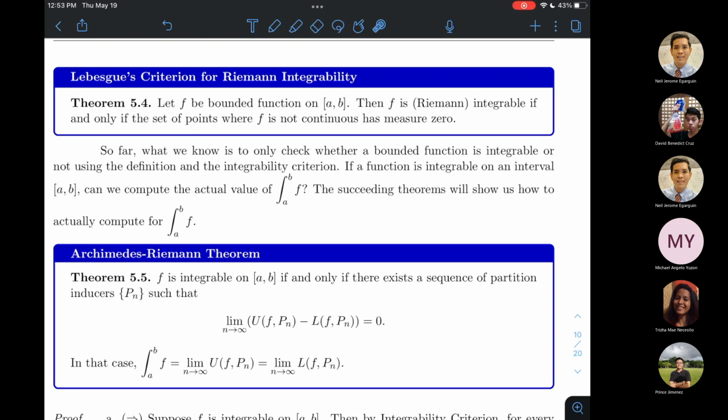Okay? So next meeting, we will address the question of how to actually compute for the integral of f over the interval AB. Kasi laging criteria lamang para maging integrable. So next time, we'll look at paano mag-compute ng Riemann integral, or ano yung mga techniques para computein yung Riemann integral ng isang function. And segue tayo after that para tingnan ano yung mga properties ng Riemann integral. Okay? So I'll stop here.